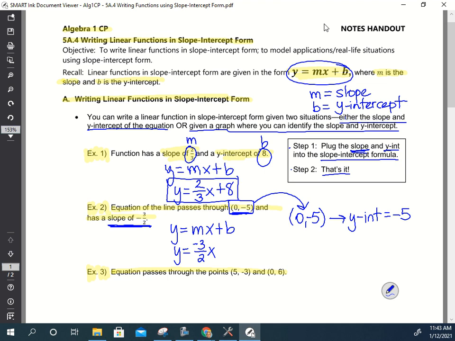So (0, -5) means that the y-intercept is -5. So we plug in -5. That's it. Probably good. Any questions? Examples 1 and 2.